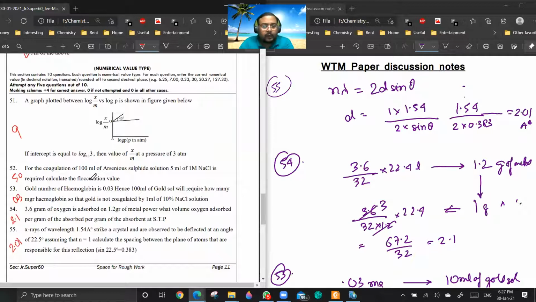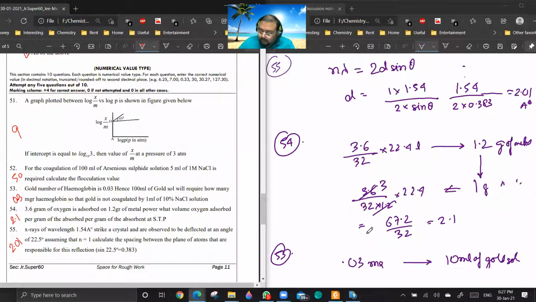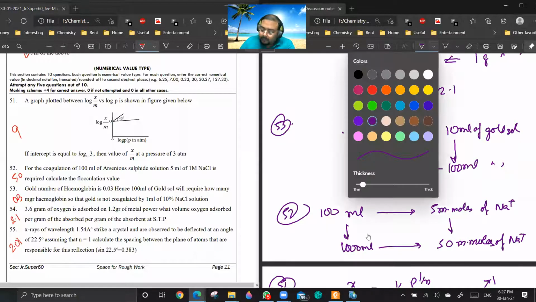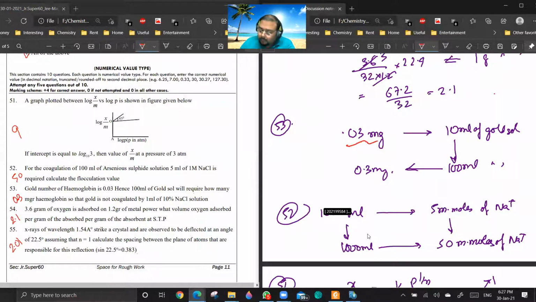So 51 to 55. Any doubts? Sir, 53 I was getting some other answer. See, if the gold number is 0.03, this means you have 0.03 milligrams of gold of protective colloid required to prevent coagulation in 10 ml of gold salt. Yes or no? It's basically milligrams only, no? Are you getting a point?